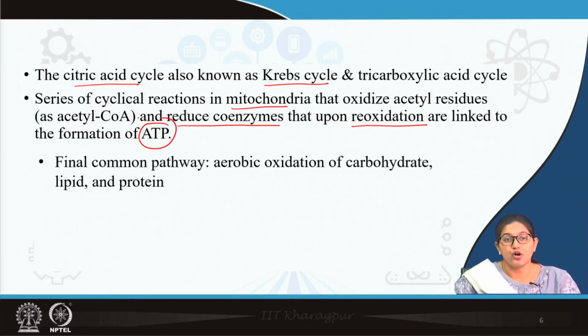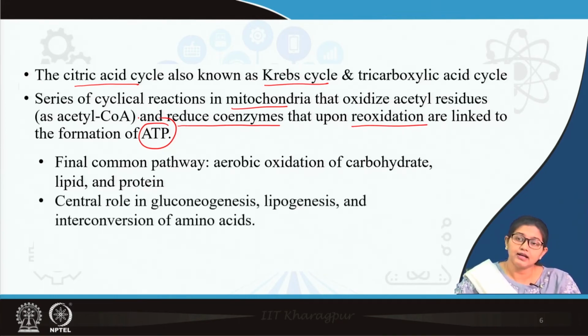Now, TCA cycle is also the final common pathway for aerobic oxidation of carbohydrate, lipid as well as protein, because as we have already discussed, acetyl coenzyme A comes not only from glucose through pyruvate, but also from fatty acid by fatty acid oxidation and also from different amino acids. Then TCA cycle plays a central role in gluconeogenesis, lipogenesis and also interconversion of amino acids. We will discuss that definitely in later sessions.